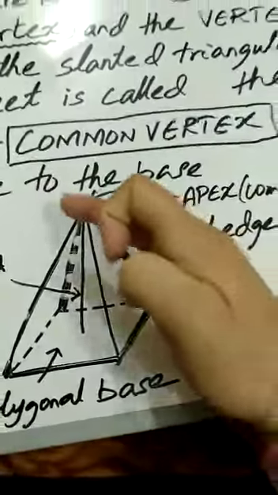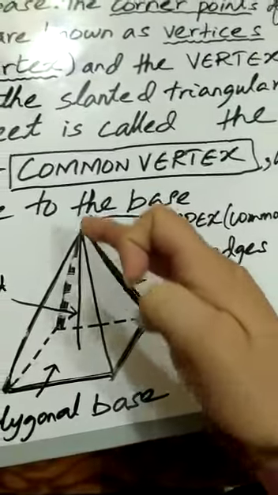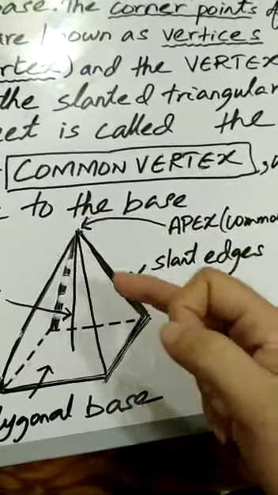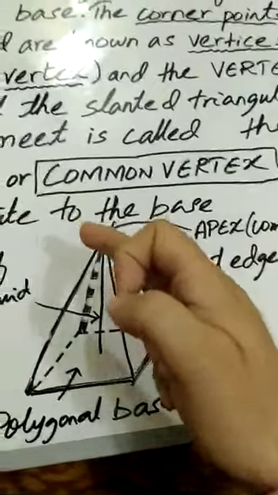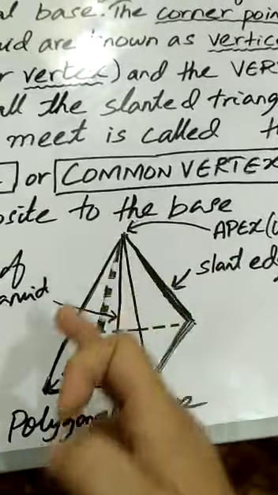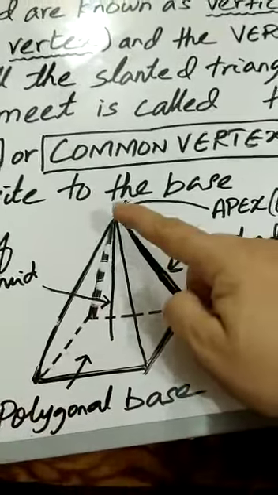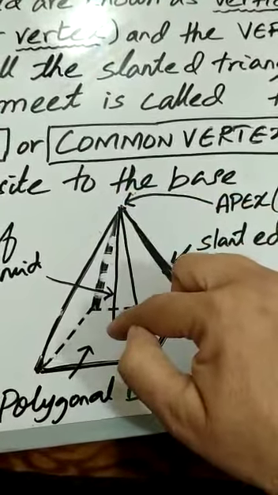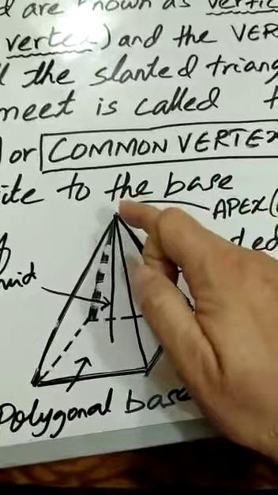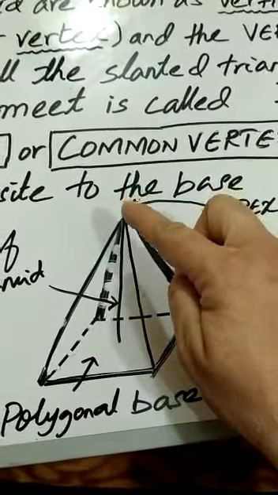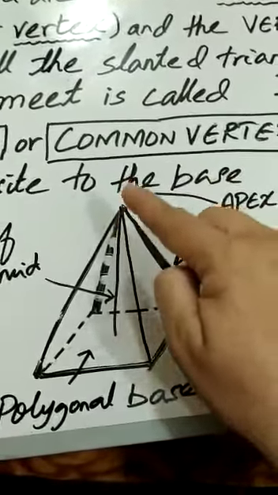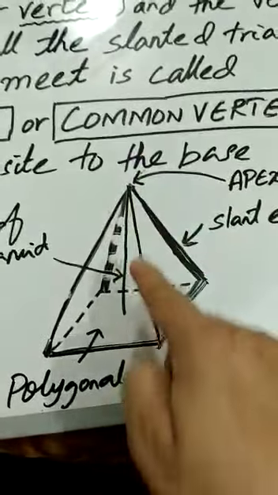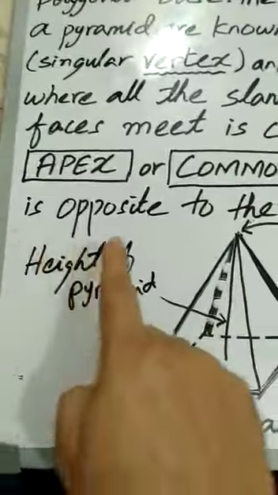And these are called the slanted edges of the slanted triangles, where two triangular faces meet each other. This is also called slanted edge. This is also called slanted edge. Now the shortest perpendicular distance from apex to the center of the polygonal base, the vertical shortest distance from apex to the polygonal base, this vertical distance is called the height of the pyramid.